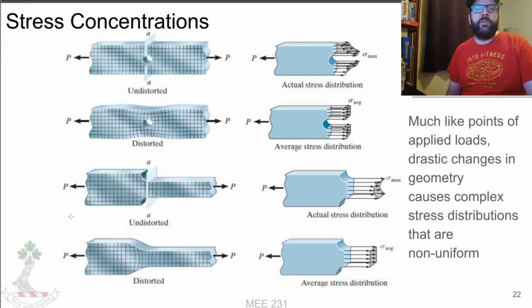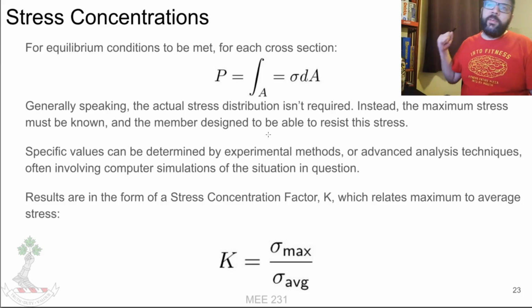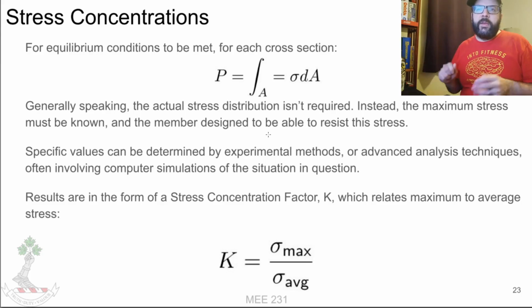Same idea, say, for a fillet. The distortion essentially causes higher stress distributions at the corner of the fillet, and then in the middle it's going to be less. So again, if we want equilibrium conditions to be met, if we don't want these cross sections to be shooting off into space, then integrating the stress distribution over the entire area needs to equal the load.